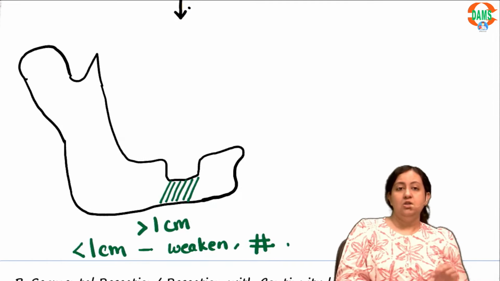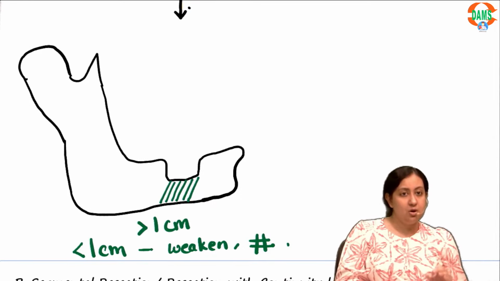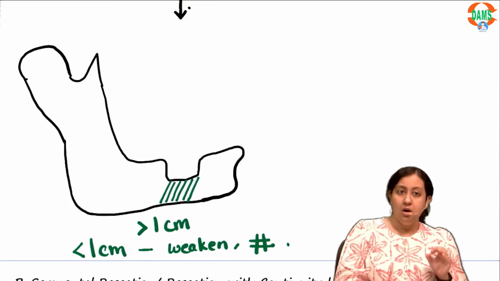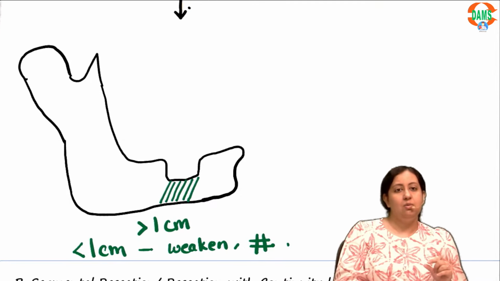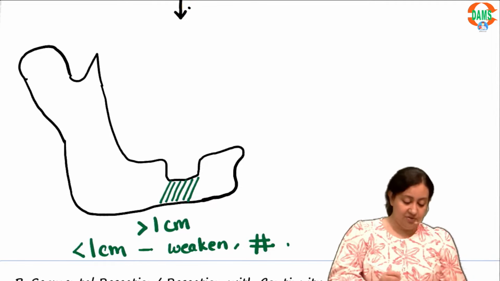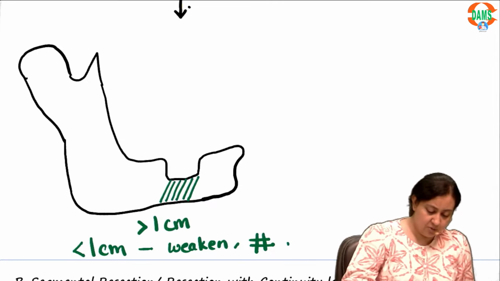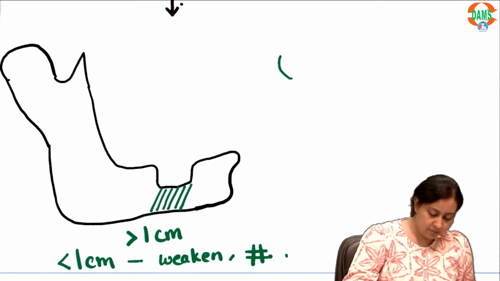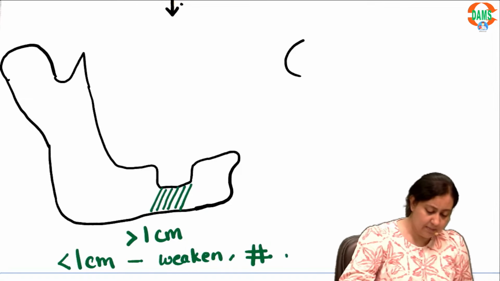Alright, so your block of bone, once you remove the block of bone, once you do your en bloc resection, once you do your marginal resection, you should have at least 1 centimeter bone at the inferior border. Okay, now I want you all to understand one more thing over here, which is important and which has been asked also previously.